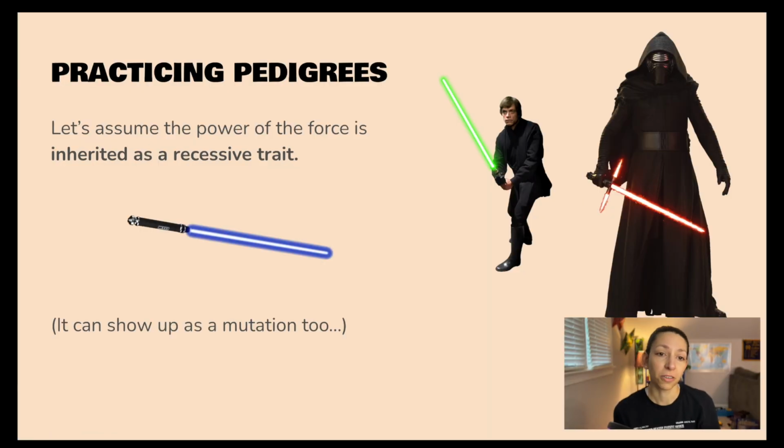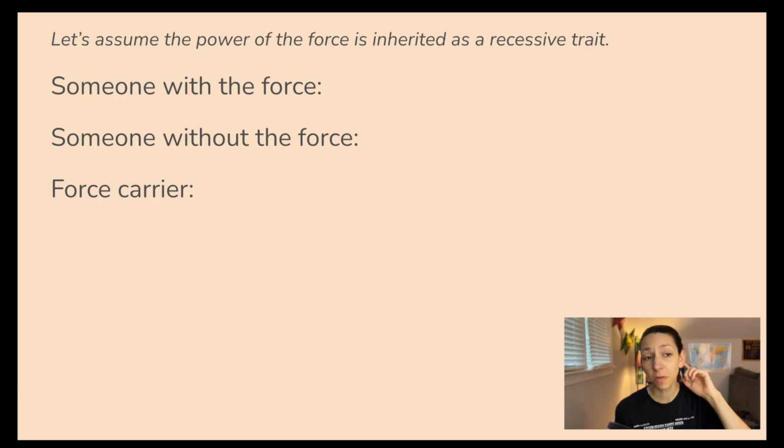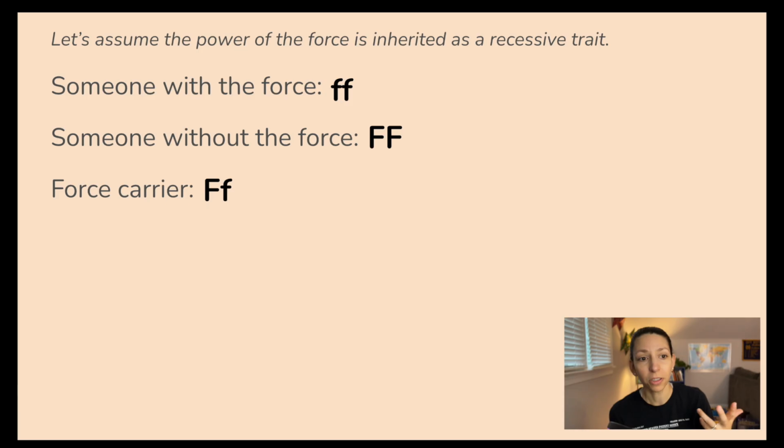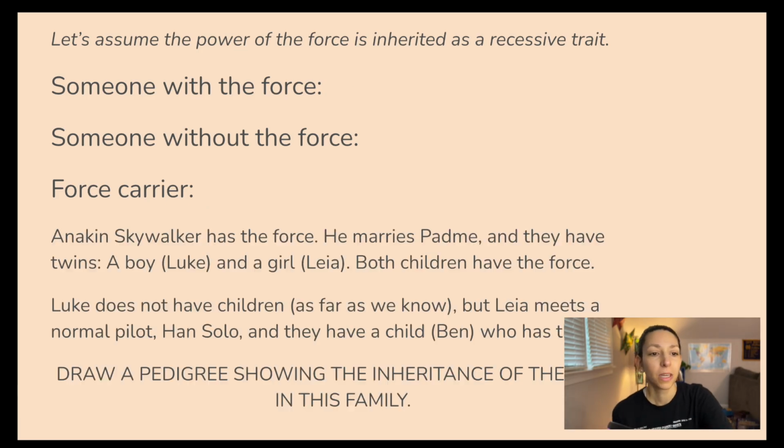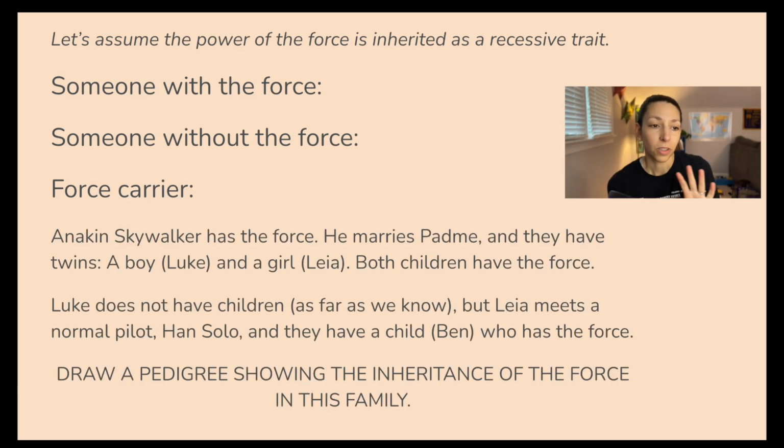But let's practice pedigrees by tracing the inheritance of a hypothetical trait that could have been inherited in Star Wars. So let's assume the power of the Force is inherited as a recessive trait. So somebody with the Force would be little f, somebody without the Force could be big F, and someone who carries the Force could be big F, little f. So they don't present the Force really, they don't have the powers, but they could pass it on to their offspring.